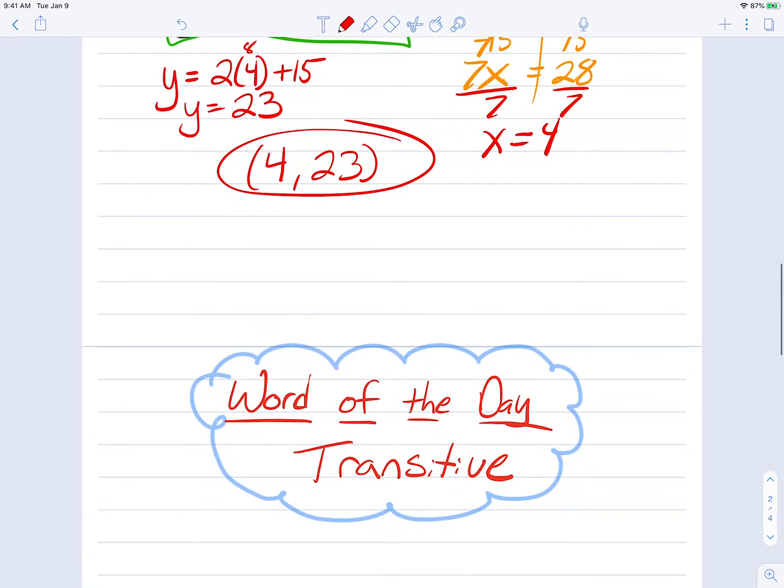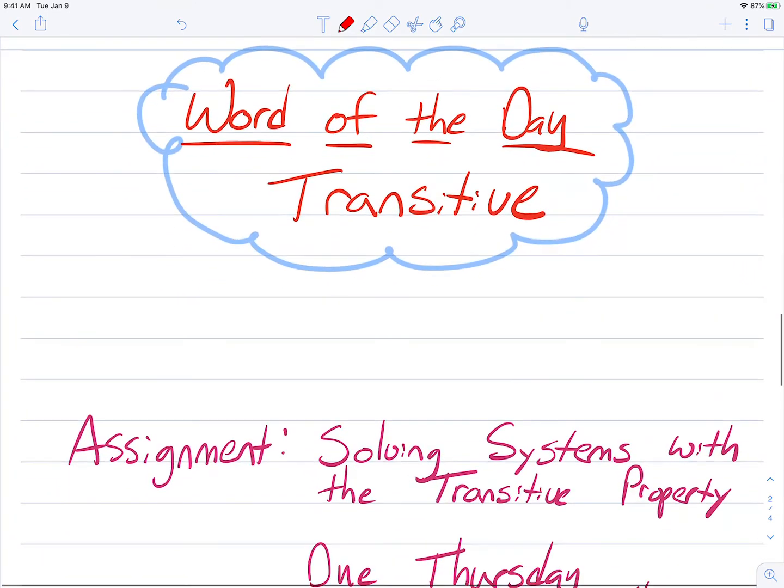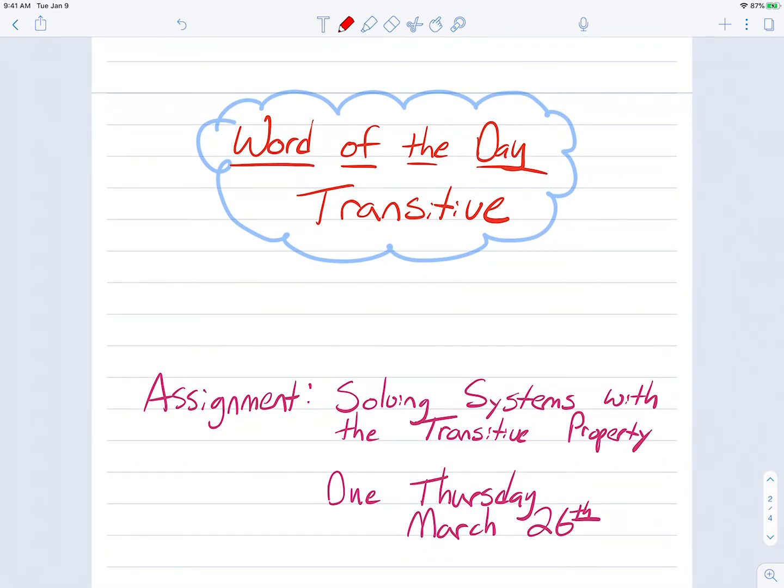So today's word of the day that you are going to be using in your turn-in form is the word transitive, because we just used the transitive property. So make sure you write that down because you're going to be writing it in your Google form. You might want to write it on the piece of paper that you're about to do your assignment on. Transitive. Your assignment, same name as what this video is, solving systems with the transitive property.